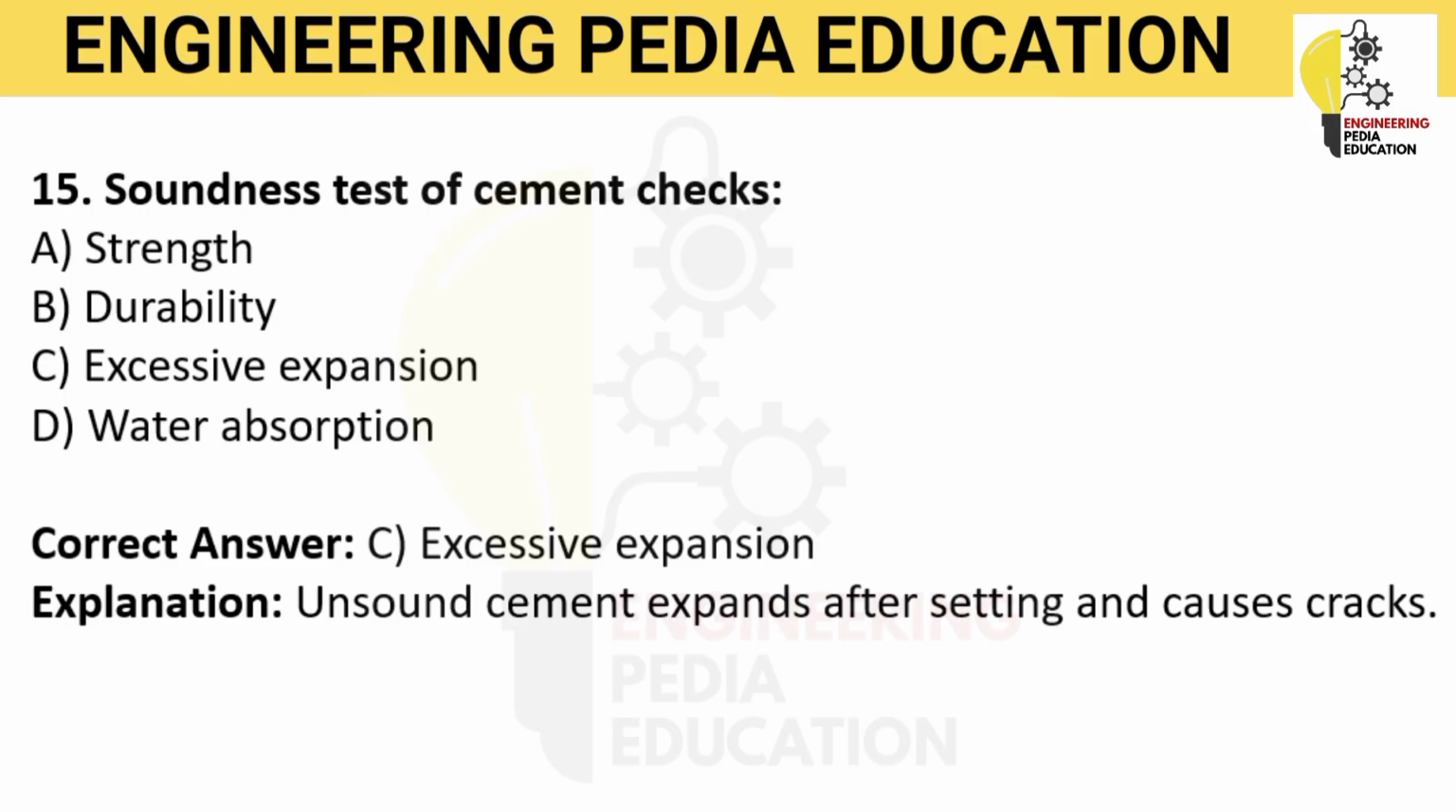Why is it important? Unsound cement may cause cracks in concrete, expansion, structural damage, and reduced durability. And what are the causes of this unsoundness? So the causes are excess amounts of lime, magnesia, and sulfate.